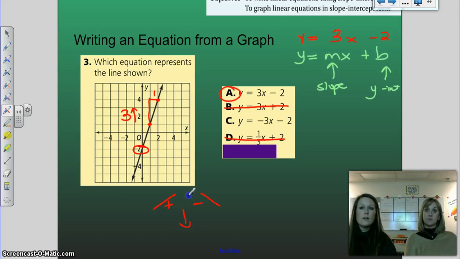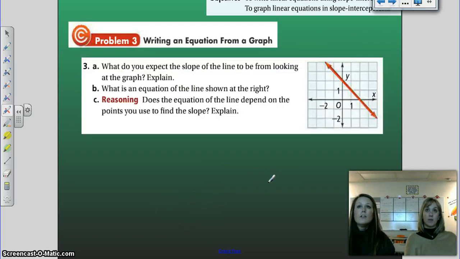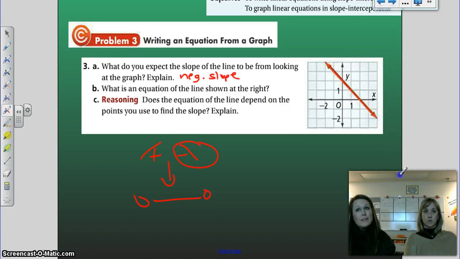Got it. Okay, and then I was drawing the little slope guy. All right, write an equation from a graph. Again, let's just start with A. What do you expect the slope of the line to be just from looking at it? Again, I can put this guy on here. This is the opposite of the one we just saw. So it's a negative slope, because it's sloping down.